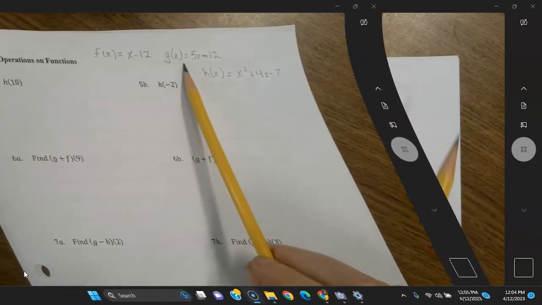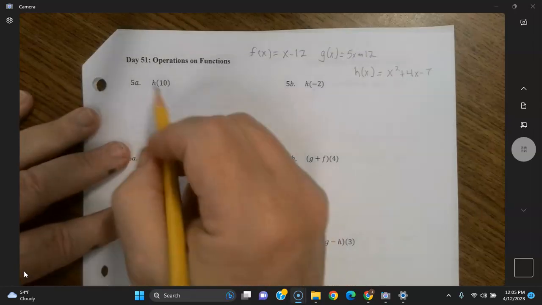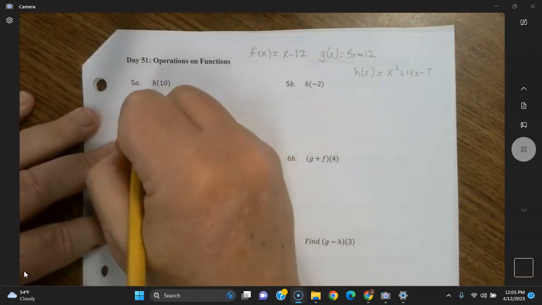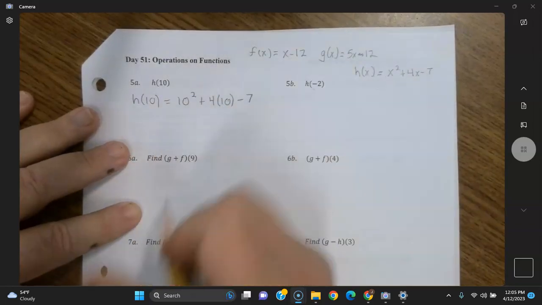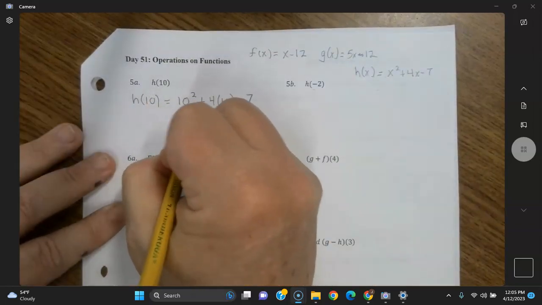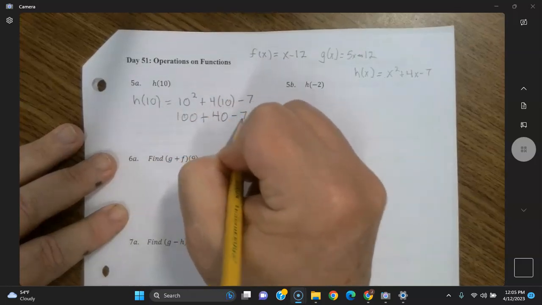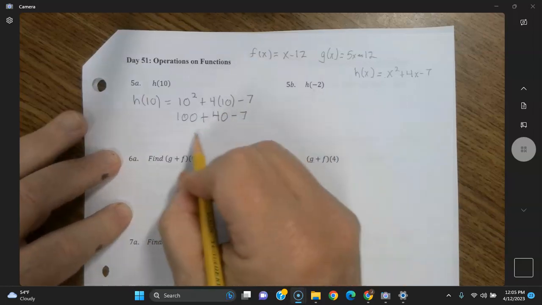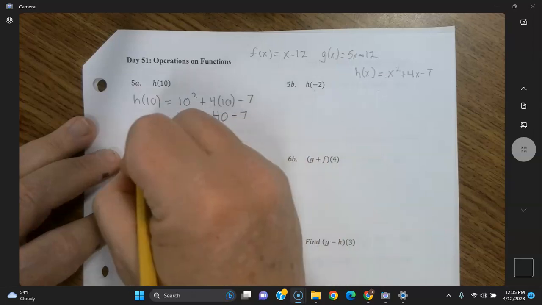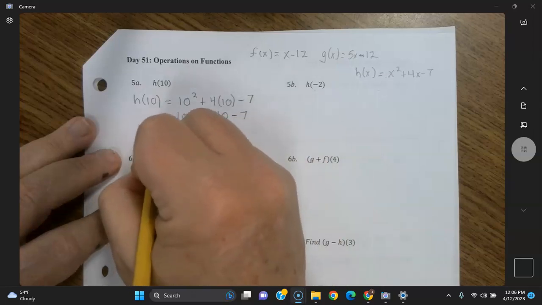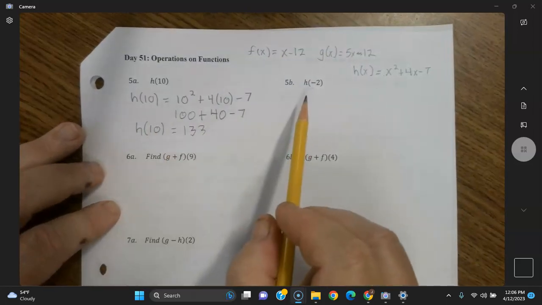Okay, and there you see the three functions from the previous page. So for this one, let's do the a problem together, h of 10. And this is the h function. Okay, so 10 squared is 100, plus 4 times 10, minus 7. So 140 minus 7 is 133. Okay, so that's how you would do that. So you do the b problem.